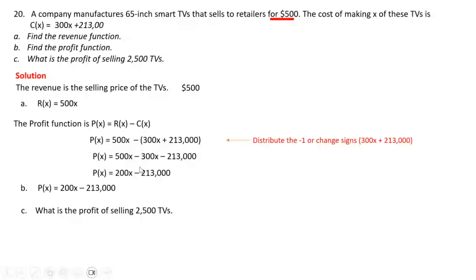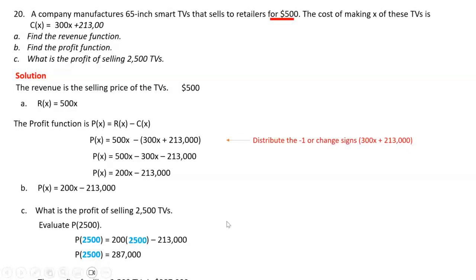Now for C, it's saying what's the profit of selling 2,500 TVs? So for C, we're going to evaluate P of 2,500, which means I'm going to plug in 2,500 for the x on the function. All right, so I'm going to plug it in right there where the x is. So it's going to give us 287,000. So the profit of selling 2,500 TVs is going to be $287,000. That's how we do these type of problems.